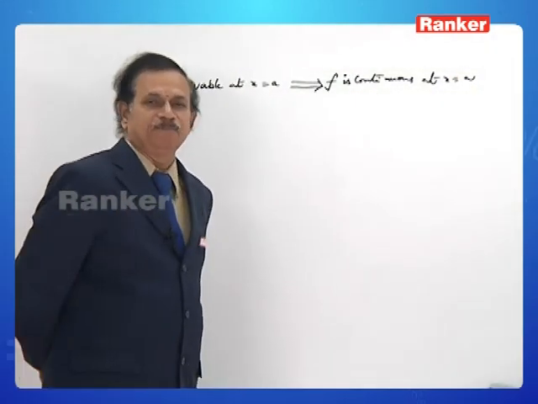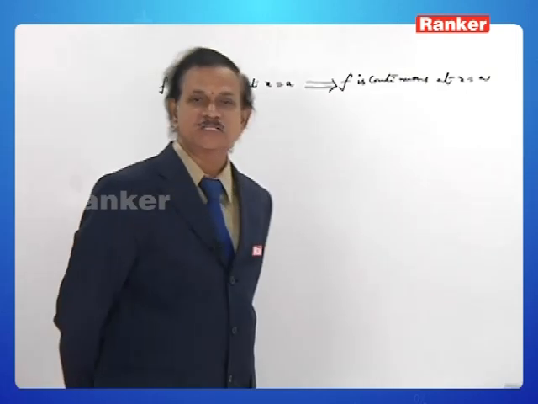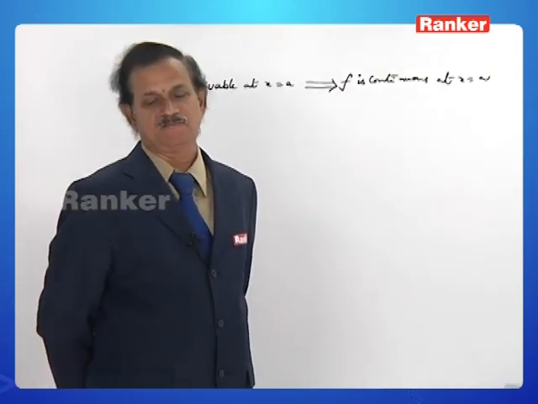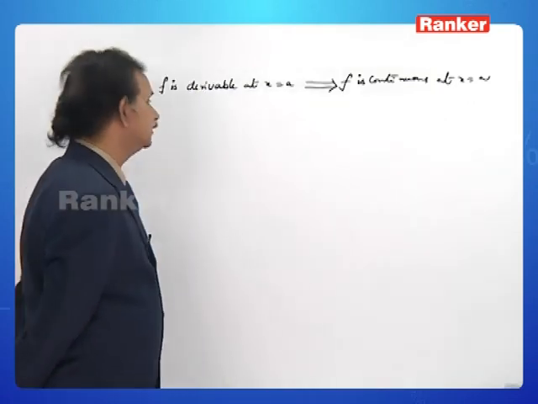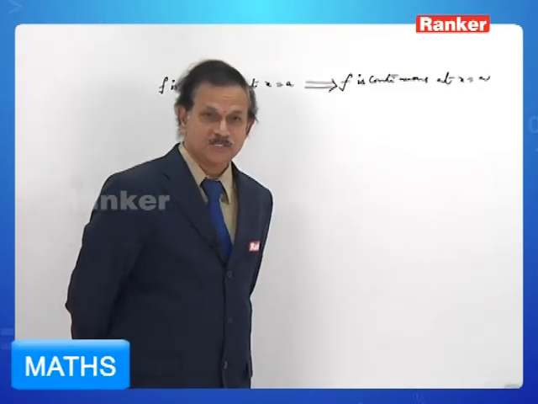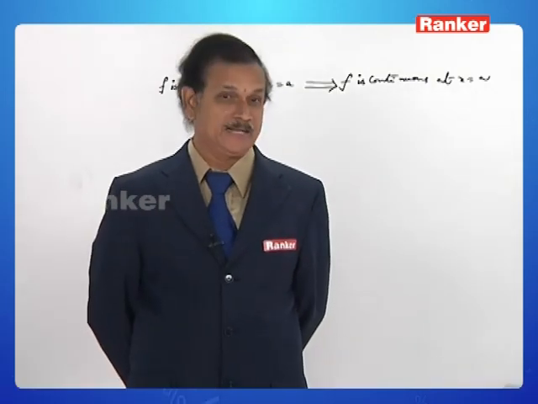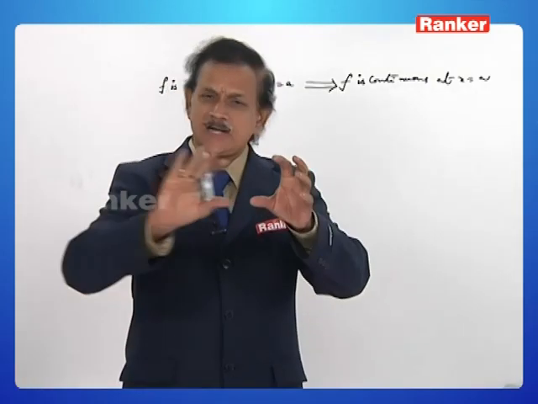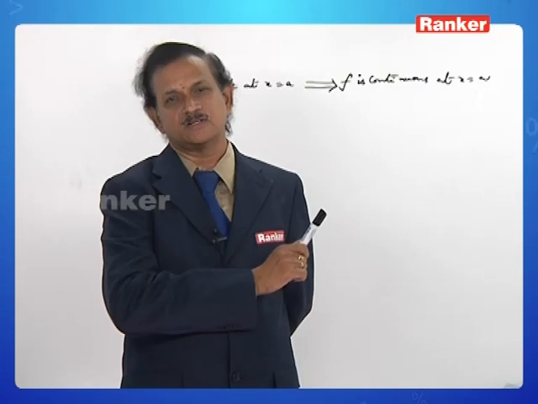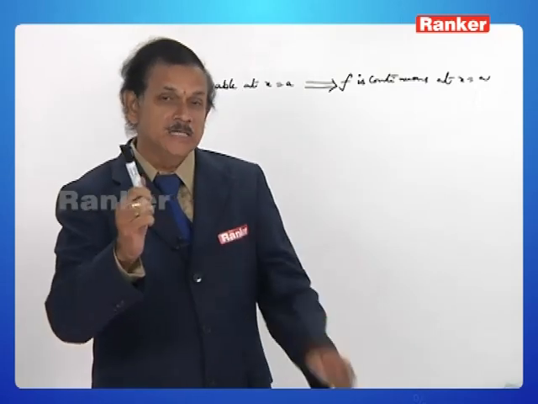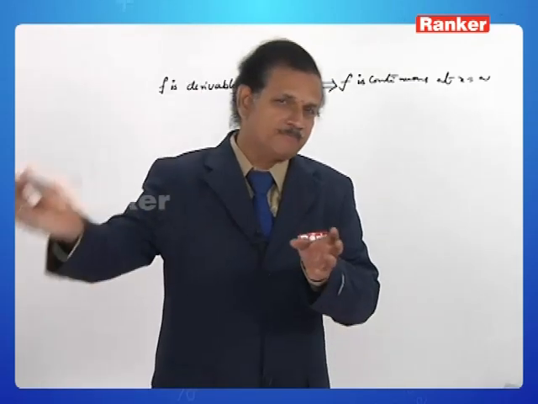We have already noticed and proved that f is derivable at x equal to a implies f is continuous at x equal to a. Well, let us recall one important concept from logic, that is mathematical statements. If there is a particular implication, say P implies Q, every such implication is logically equivalent to its contrapositive. What do you mean by contrapositive? Negation of Q implies negation of P.